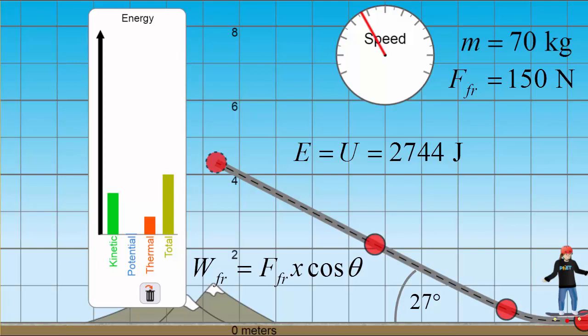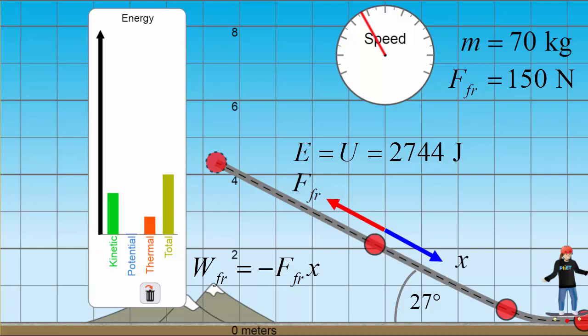Since friction always tries to oppose motion, the frictional force vector points up the ramp while the displacement vector points down the ramp. So the angle between them is 180 degrees. And of course, the cosine of 180 degrees is -1. So the work done by friction takes energy away from the skater.